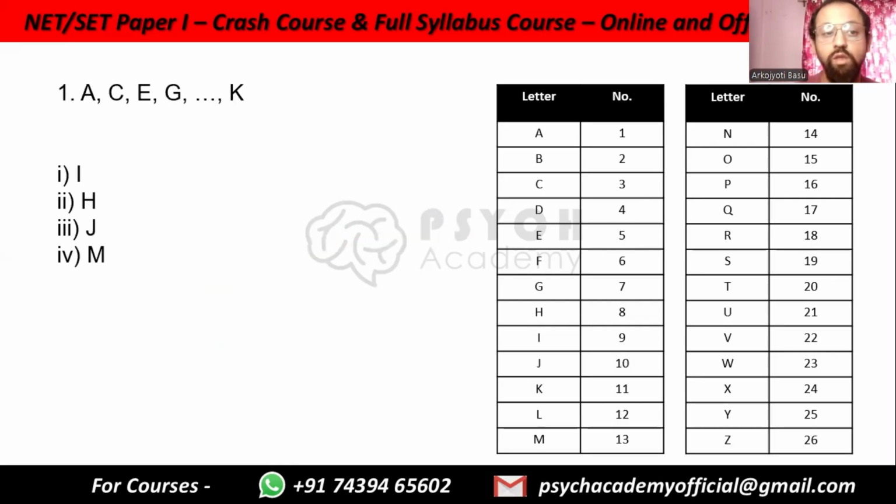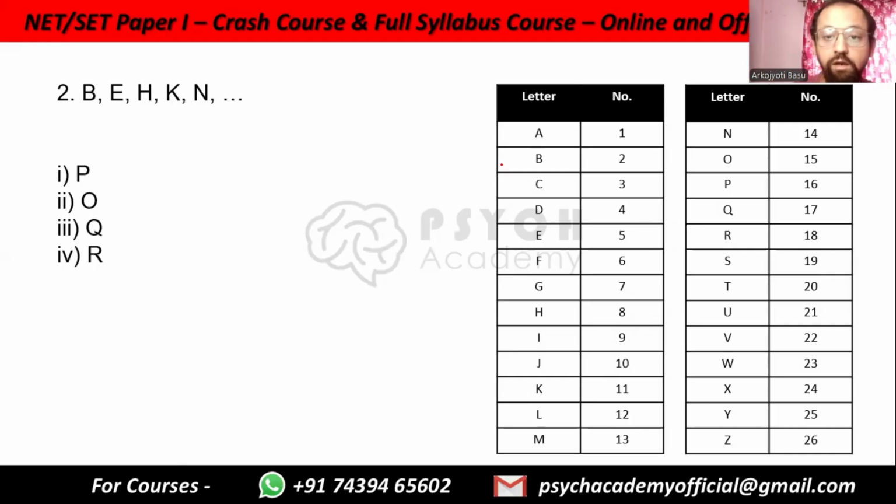So let's do that. A, C, E, G, _, K. We don't even have to use this, but let's use it so that it's easier. So A is 1, C is 3, E is 5, G is 7, K is 11. So going from 1, 3, 5, 7, 11, 9 is missing. So I is the correct answer.